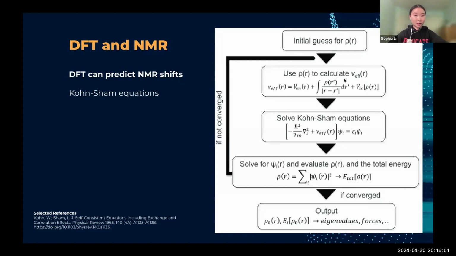So DFT is able to predict the local electron density, and NMR chemical shifts reflect the local electron density of a nucleus via shielding, as Leah explained. Therefore, DFT can be used to predict NMR shifts by analyzing the local electronic environment around key nuclei, such as fluorine.